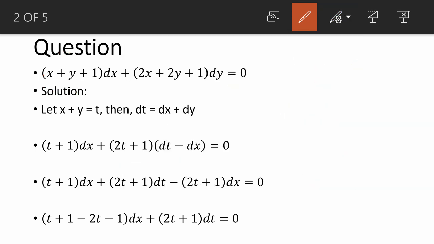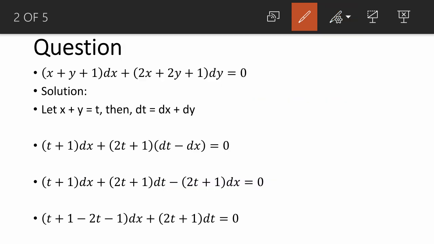So the next thing here is to open this bracket. So (2t + 1) times dt will give us (2t + 1) dt. Then there's already a minus here. (2t + 1) times dx will give us (2t + 1) dx, all equal to 0. Then we can collect like terms. This is the dx, this is the dx, so we can add both together.